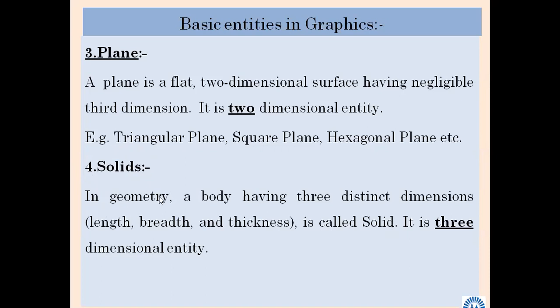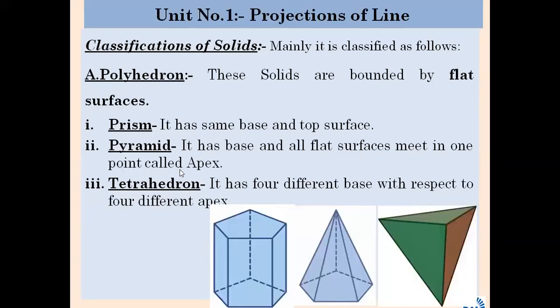Are you remembering? Polyhedron and solids of revolution. Very good. Poly means what? Many. Hedron means what? Flat surface. Polyhedron means the solids which have many flat surfaces. Solids of revolution are the solids which are bounded by what? Curved surfaces. Curved surfaces, and polyhedrons are bounded by flat surfaces.